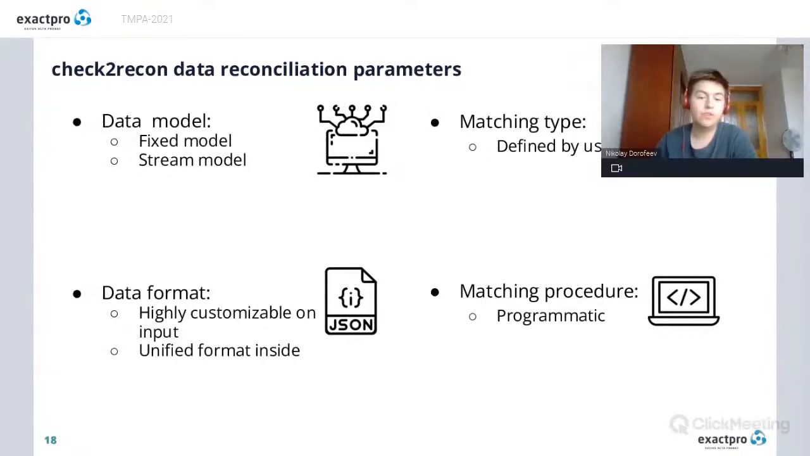As for the matching procedure, we followed the programmatic approach, developing a custom API for advanced processing based on user-defined logic. At the same time, the approach under the hood of the Check2Recon has ideas similar to SQL-like query structures. For example, hash is used as a composite key for message identification and search like a primary key, and two messages are matched if the hashes are equal, like in joins.